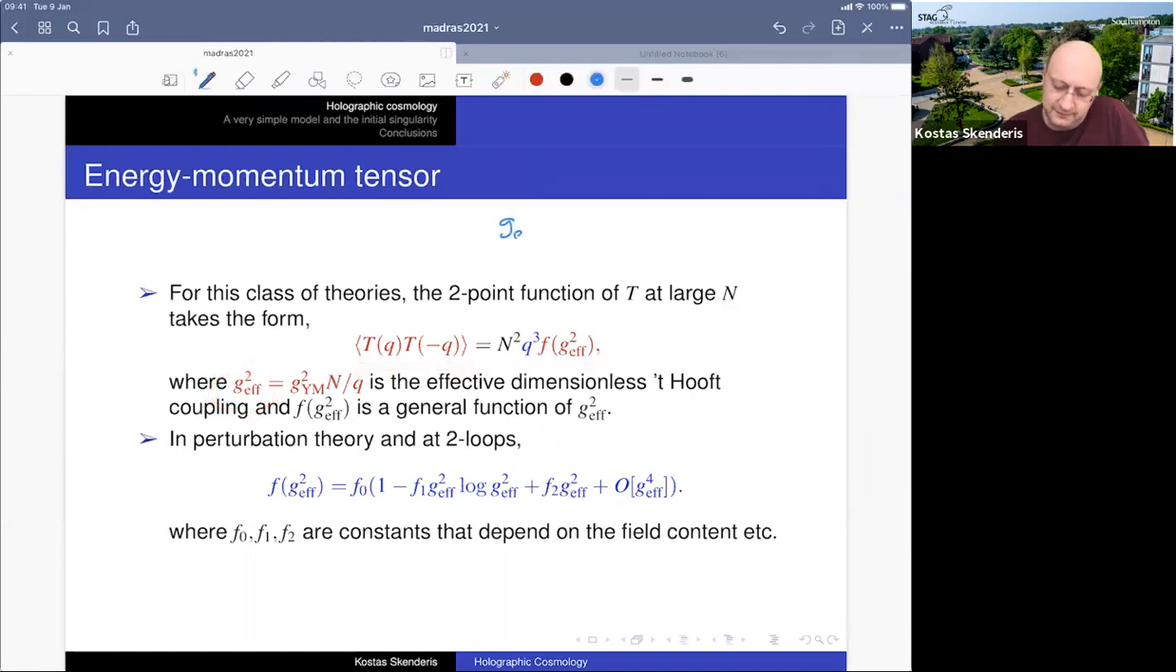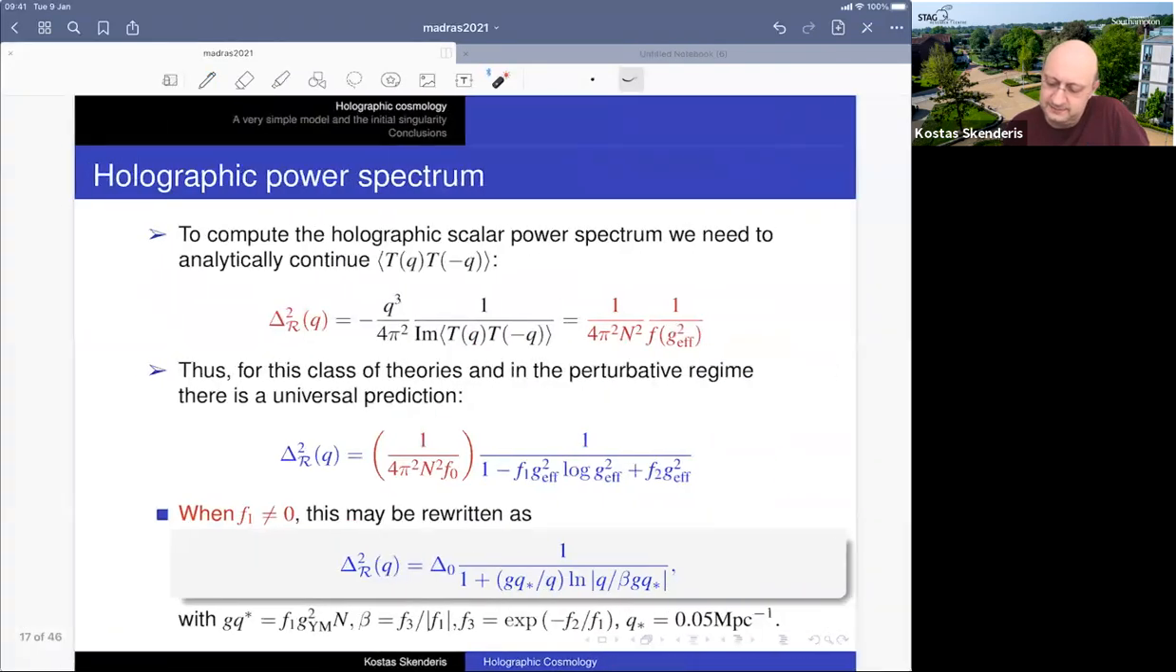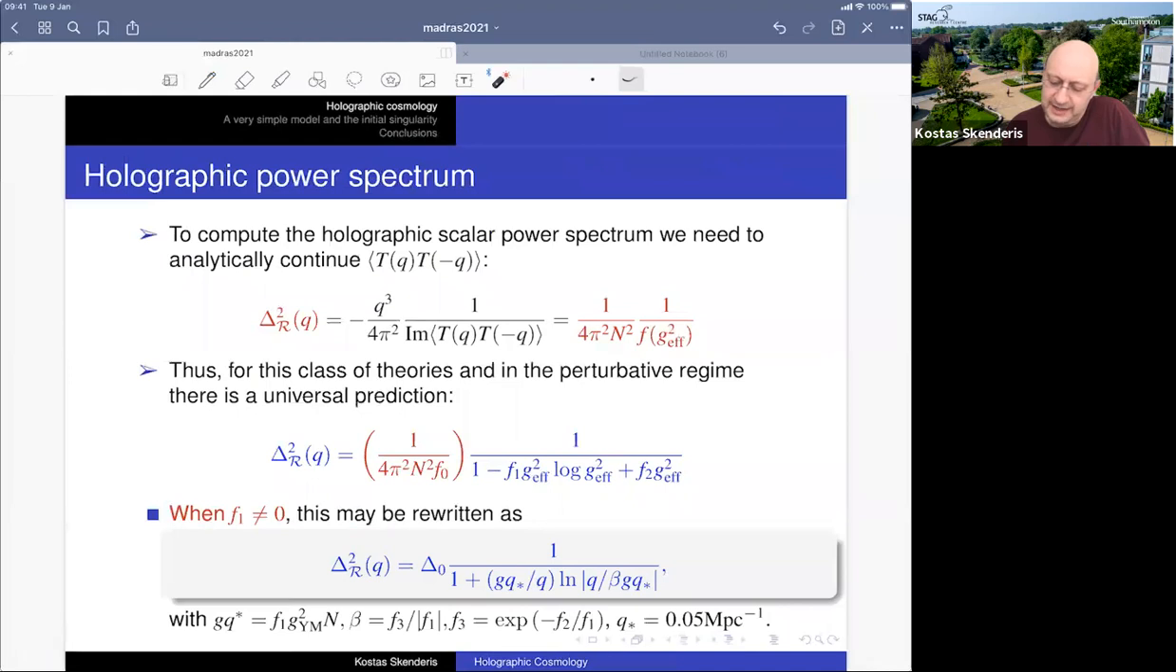So G effective under this continuation, you see N goes to minus IN, Q goes to minus IQ. So G effective just goes back to itself under this continuation. So nothing happens to this part. So only something happens to these pieces. Then you can see there is an N square and a Q square, and taking the imaginary part, this takes us back to a real quantity that can be computed by just analyzing the original theory without any analytical continuation. So this is the answer for the power spectrum for this class of theory.